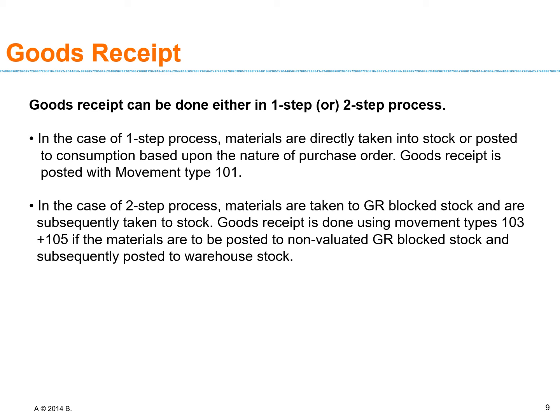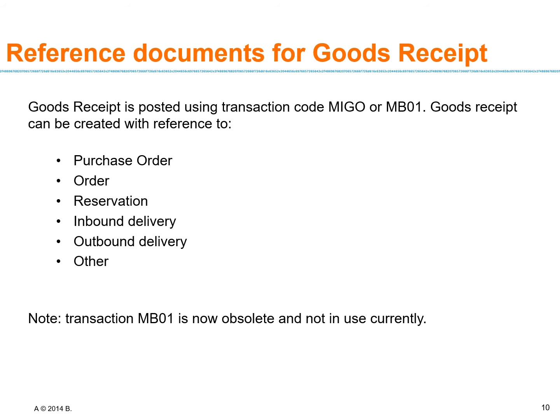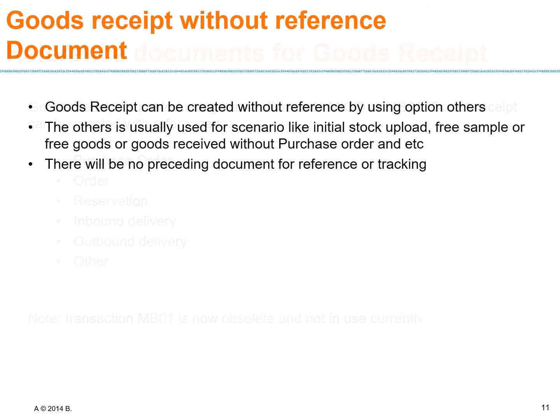So you can accept the goods in either way. There are various reference documents for the goods receipts against which you can make the entry. Against a purchase order, you can receive the goods. Against an order, you can receive the goods. Against inbound or outbound deliveries, you can receive the goods. So there are various kinds of goods receipt reference documents.